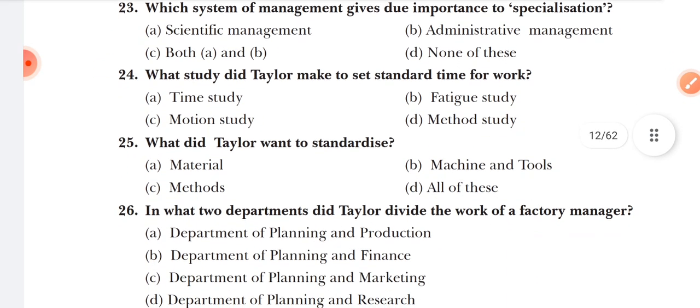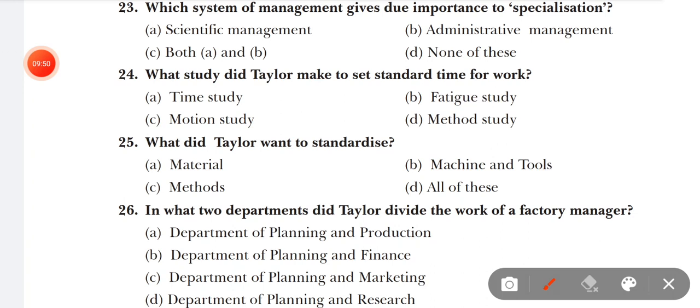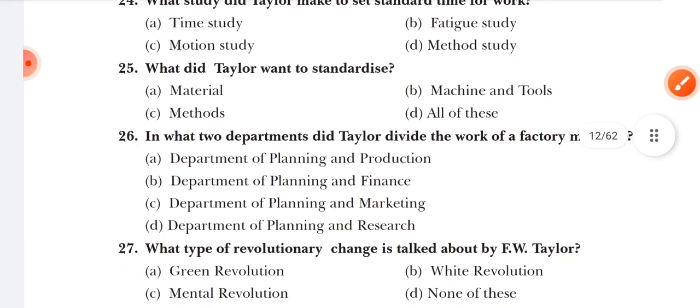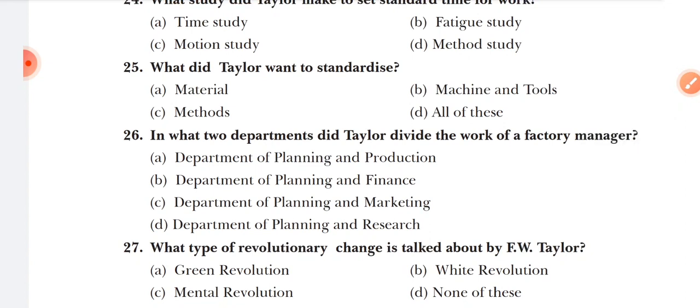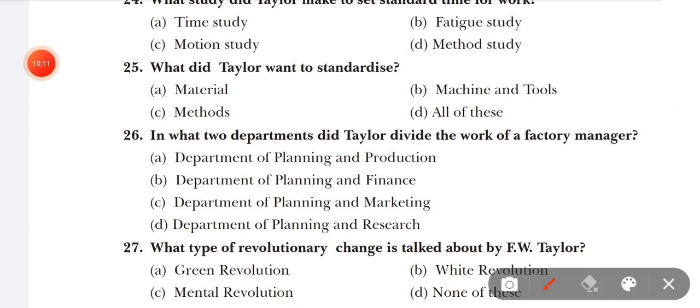Question 26. In what two departments did Taylor divide the work of a factory manager? And the correct answer of this question is option A, Department of Planning and Production. Question 27. What type of revolutionary change is talked about by F.W. Taylor, Frederick Winslow Taylor? And the correct option of this question is option C, mental revolution.